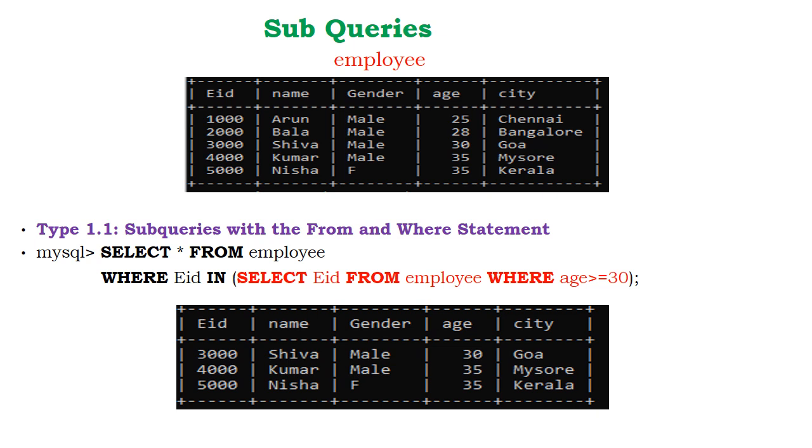These employee IDs act as input for the outside query. What is the outside query? Display all the columns, right? But the condition is only for particular rows it will execute. For example, 3000, 4000 and 5000. These details will be executed and it will show the result.